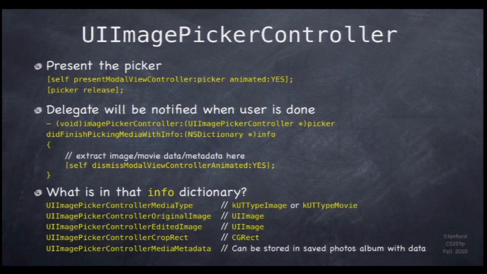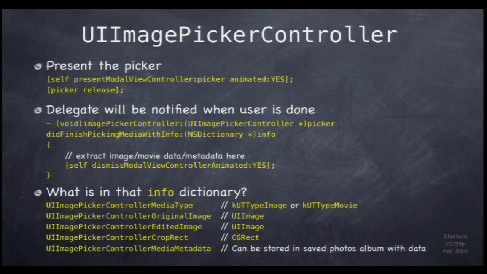All right, so what's in that info dictionary? You can look in the documentation and see what's in there. Here's five of the most commonly used ones. The first one is just a string, which is either type image or type movie, saying what the user chose, whether they chose an image or a movie. The second one is a UI image, which is the original unedited image, if you allowed editing, that they took a picture of with the camera or got out of their photo library. And then the next one is edited image. That's after they edited it, cropped it, and translated it to where they wanted it.